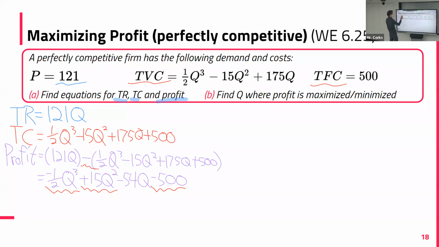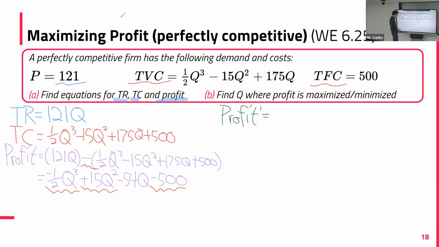Now we want to find the Q value where profit is maximized. How can we do that? Find the value for Q that will maximize profit. Substitute what? We want to find the Q value that will maximize our profit. First derivative. It's the same as before. Maximums and minimums are just turning points. Those come from our first derivative. So first derivative of profit.